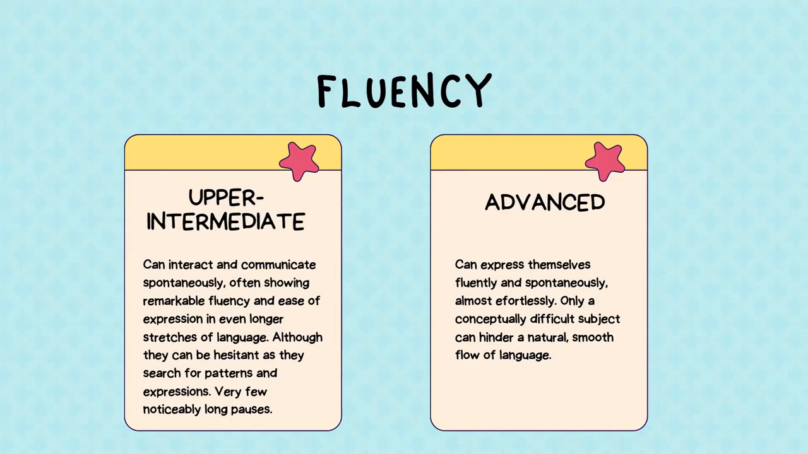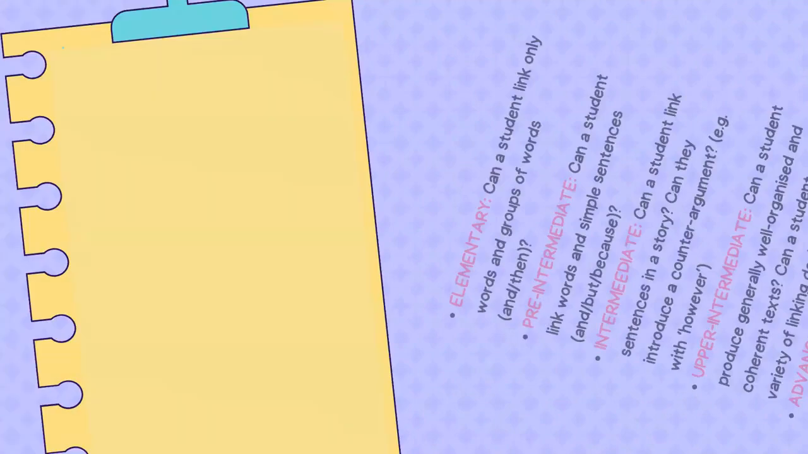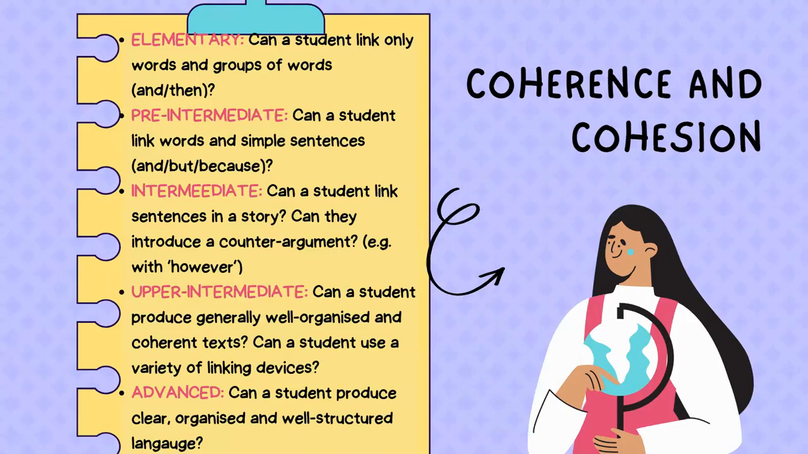With very few noticeably long pauses. Advanced level students can express themselves fluently and spontaneously, almost effortlessly. Only a conceptually difficult subject can hinder their natural smooth flow of language. What other descriptors do we consider, or may we consider? You may consider coherence and cohesion, though they are not of prior importance, of course.